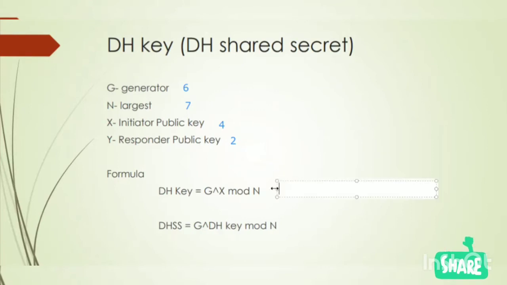So let's apply the values in the formula. G value 6 power X value 4, then mod N, where the N value is 7. So what is the value? The value is 1. Let me show you how this is possible.